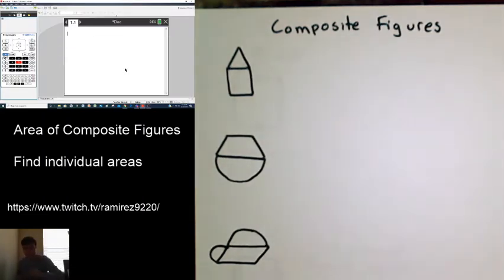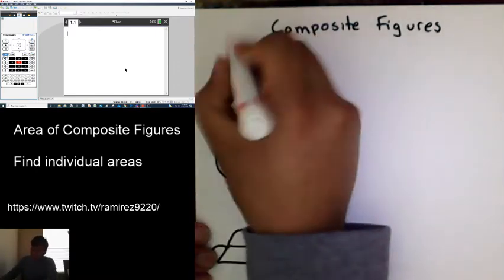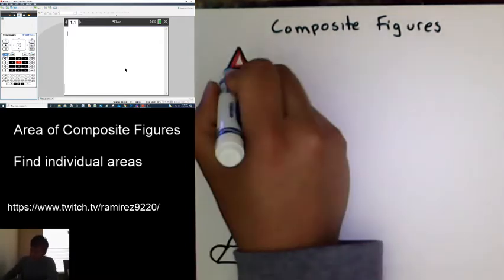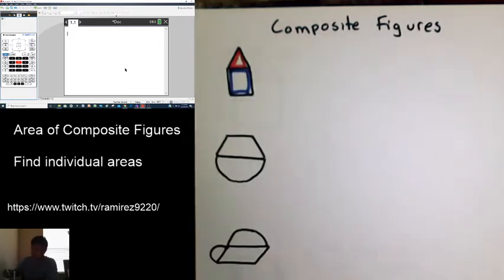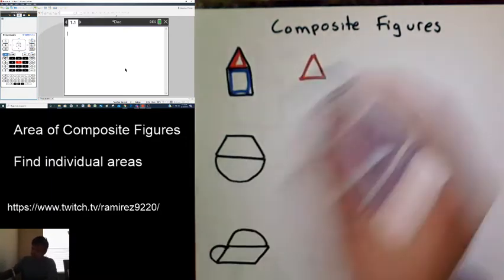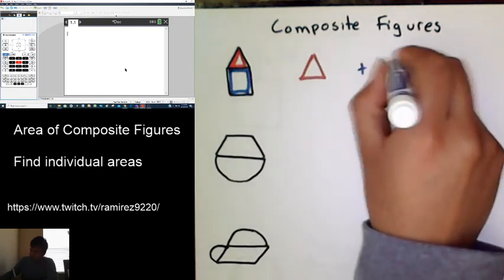I'm going to go ahead and show you today how to go about composite figures, specifically how to find their areas. First, just realize that a composite figure is composed of two or more basic shapes, two or more basic figures. That's why they're called composite figures. For example, on this first one, we have what looks like a triangle and what looks like a rectangle of some kind. And so eventually, the two shapes that make it are again a triangle and a rectangle.